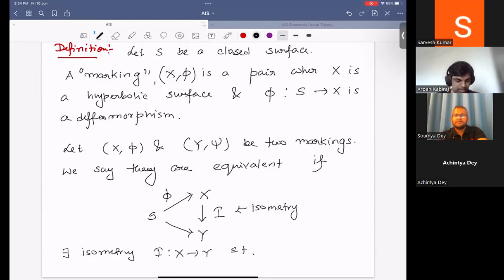Such that, let me write this so that I don't make a mistake, I composed with phi is homotopic to psi.